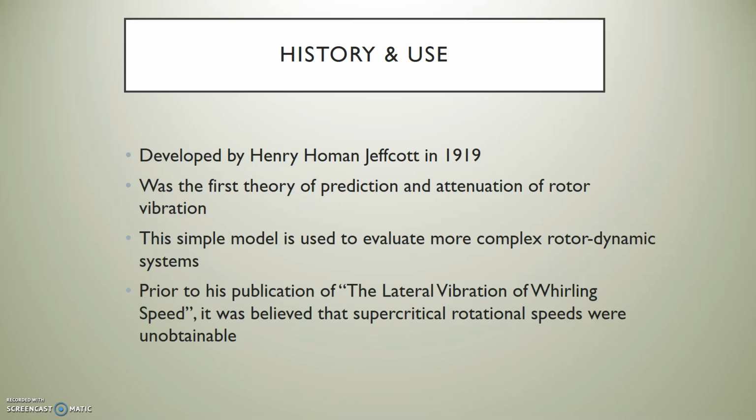It was developed by Henry Holman Jeffcott in 1919, and it was the first theory of prediction and attenuation for rotor vibration. This model is similar to the spring mass damper system, but it differs because it includes other external forces. This is a simple model used to evaluate more complex rotor dynamic systems. And prior to Jeffcott's publication of the lateral vibration of whirling speed, it was believed that supercritical rotational speeds were unobtainable. This was later changed because of his work.